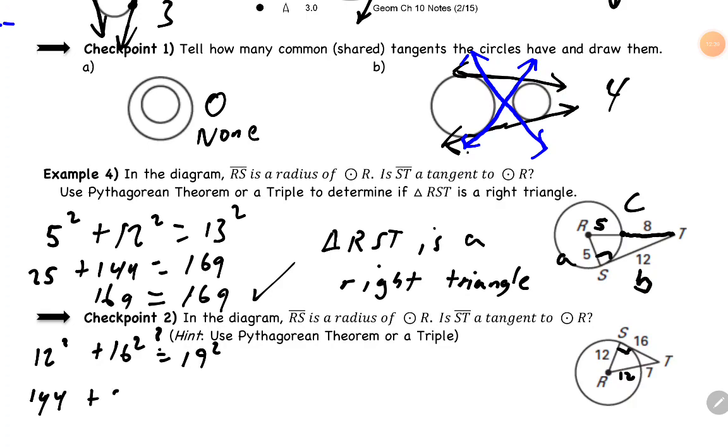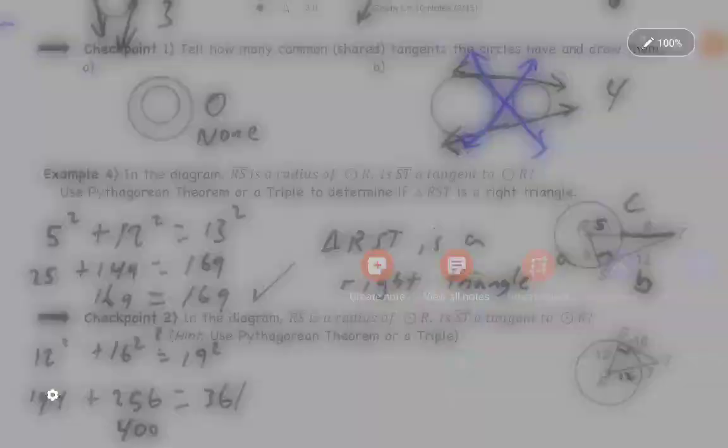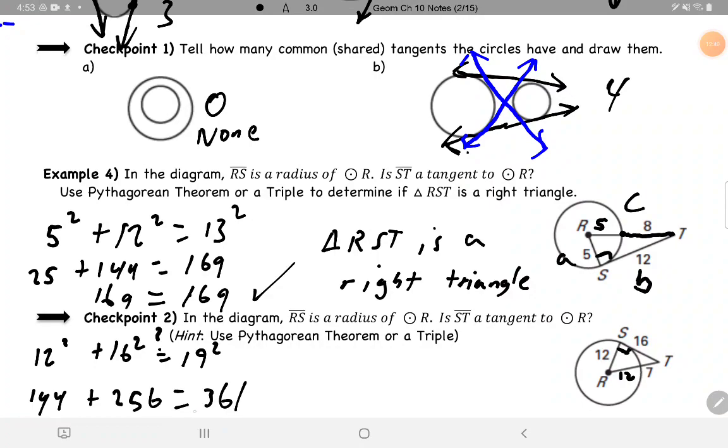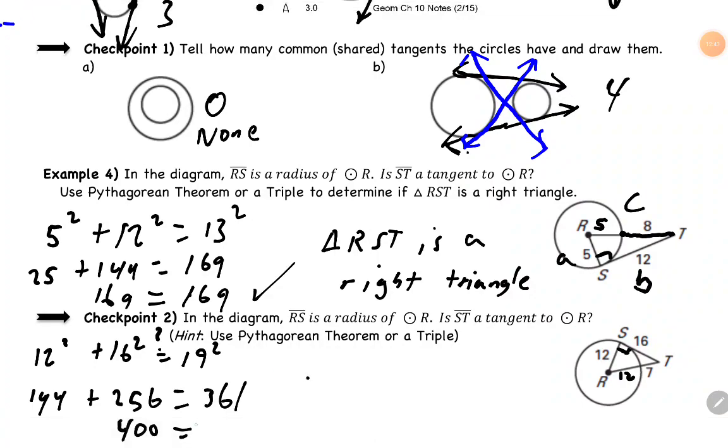144 plus 256, does that equal 361? 400 does not equal 361. Therefore, no. ST is not a tangent. And that means this is not a right angle.